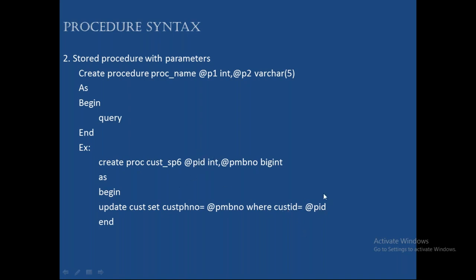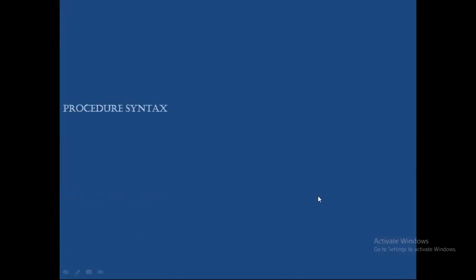Okay, see here, where custID equals this, wherever this condition is matching, only that record will be modified. That record will be updated with this phone number. See, update customer table, change the customer phone number column with this new number which I'm providing, but don't change this modification for all the records. Check the condition: whatever records are matching this condition, in those records only we need to modify this.